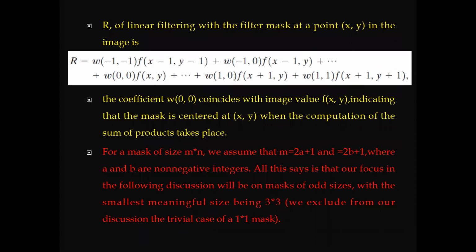So R of the linear filter with the filter mask at a point (x, y) in the image is, see here, each image pixel is multiplied with the filter coefficient: R equals w(-1,-1) times f(x-1,y-1) plus w(-1,0) times f(x-1,y) plus, and so on, w(0,0) times f(x,y) plus, and so on, w(1,0) times f(x+1,y) plus w(1,1) times f(x+1,y+1).